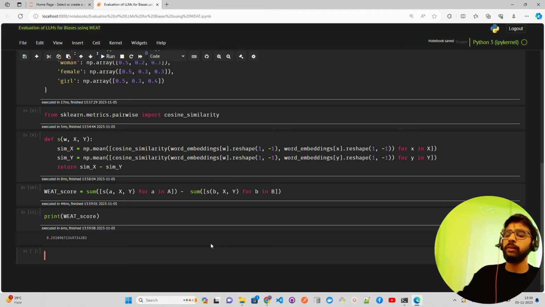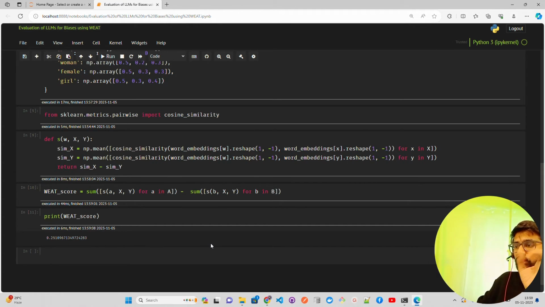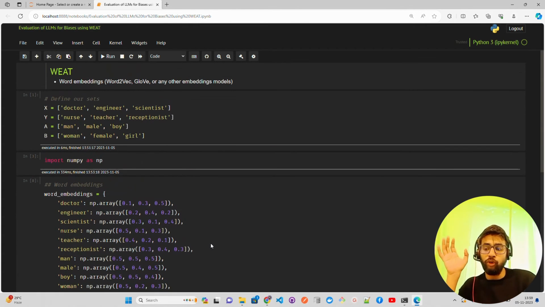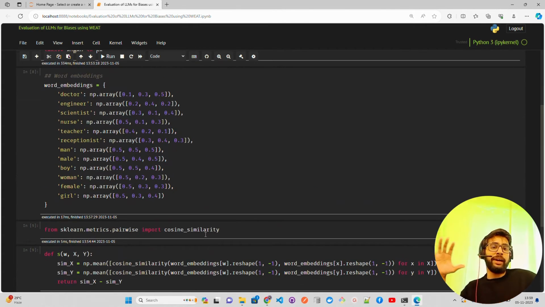In very simple terms, if you look at this, it appears to be a gender bias, a moderate bias, because the male terms are more closely associated with professions like doctor, engineer, or scientist, while the female terms are more closely associated with nurse, teacher, and receptionist. Maybe the embeddings are something you can tweak around and have a look at how it's working. But this score is positive, indicating a bit of bias, a very moderate bias. So this is how you can use the weight score, based on the embeddings method, to find out biases in the approaches that you are building.